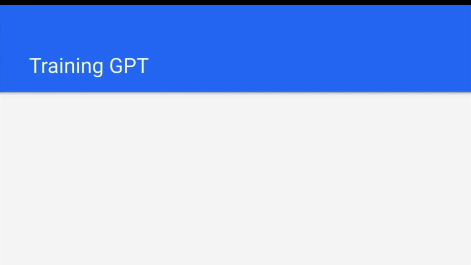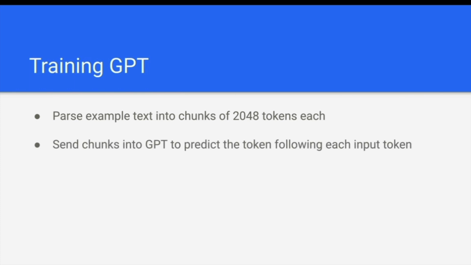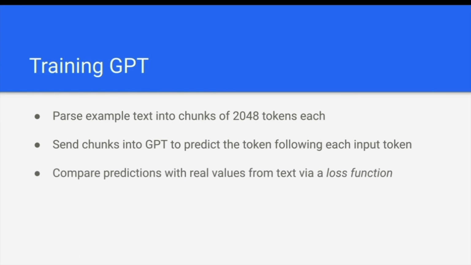Okay, so let's talk about what the process for training GPT looks like, from a high level. As you saw in the diagrams previously, it always starts from chunks of about 2,000 tokens each. It takes all the text that it's going to train on, all those billions and billions of tokens, and chunks those into pieces of 2,000 tokens each. It sends each chunk into GPT to predict the token following each input token, and then it can compare the predictions that it made with the actual values from the text.